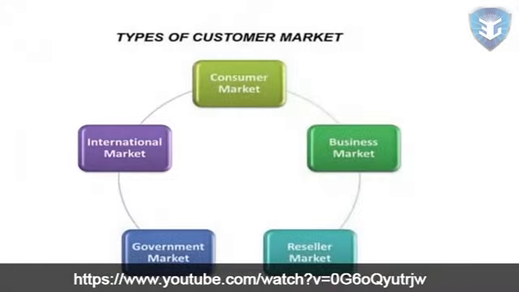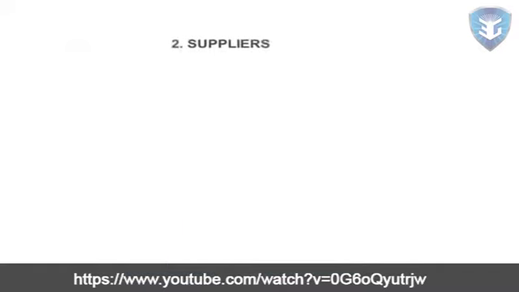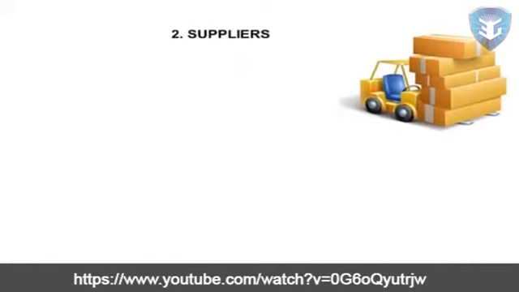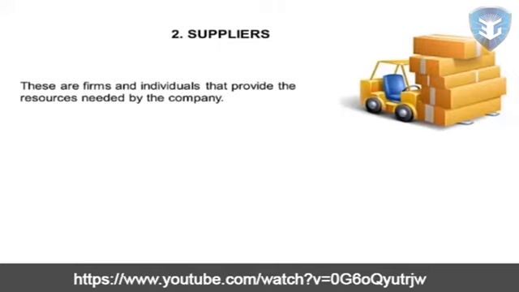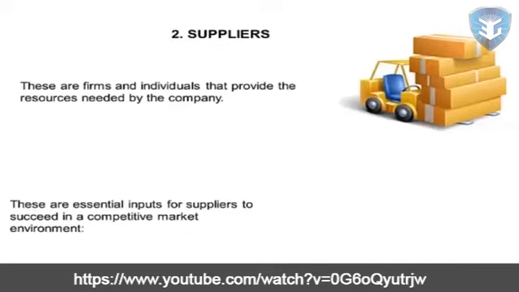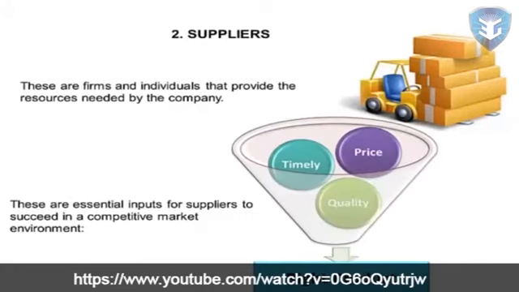Let's now look at the second component of microenvironment, which are the suppliers. Who are the suppliers? These are firms and individuals that produce or provide the resources needed by the company. They are an important link in the company's overall customer value delivery system. There are 3 essential inputs for suppliers to succeed in a competitive market. These are timeliness, price, and quality, and that will result in the right product.